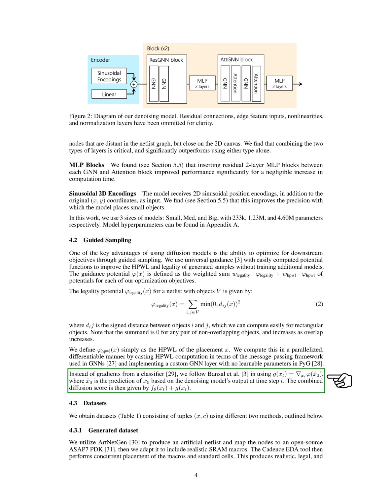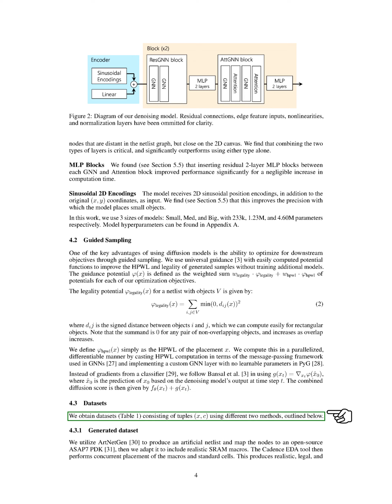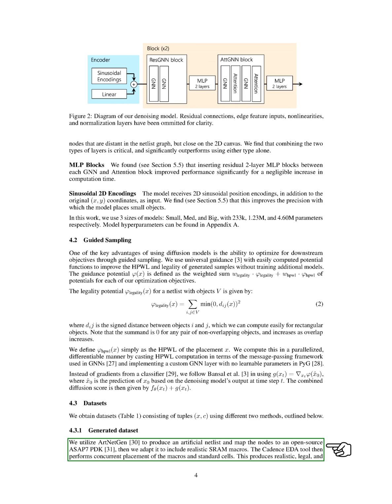Section: Datasets. In this section, we collect datasets containing pairs of values, x, c, through 2 different methods. For the first method, we create a dataset by using ArtNetGen to generate a netlist, mapping nodes to an ASAP7 PDK, and adding realistic SRAM macros. The Cadence EDA tool then arranges the macros and standard cells concurrently to produce valid and close to optimal placements.